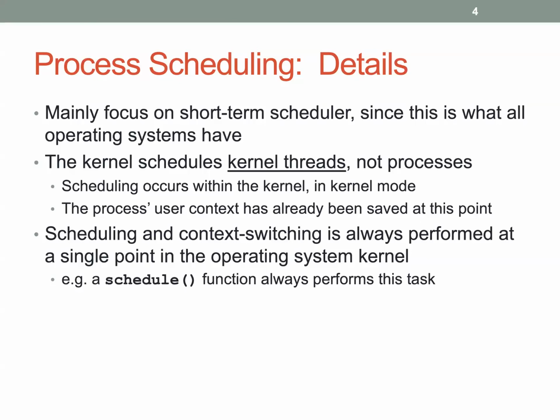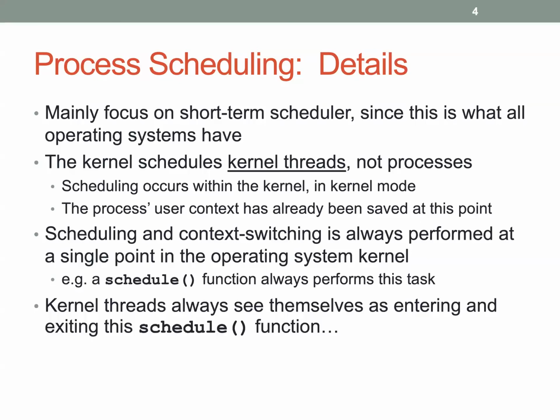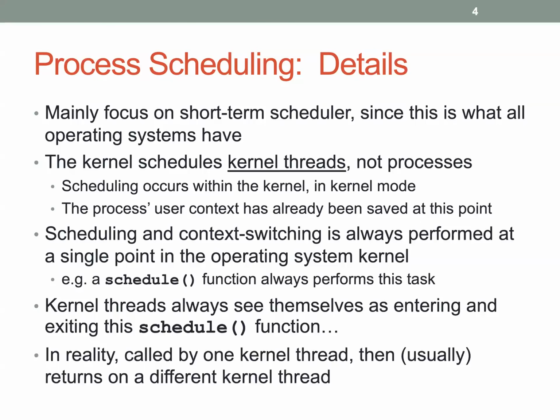You have a single function that gets invoked. The question of preemptive versus non-preemptive kernels is just what paths can lead to this call to the scheduler. And I believe in Pintos it's actually called schedule. So kernel threads see themselves entering schedule, and then they see themselves exiting schedule, but they have no conception of what happened in between.